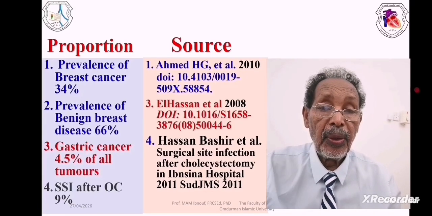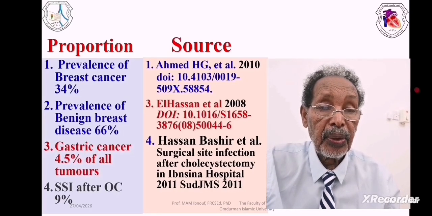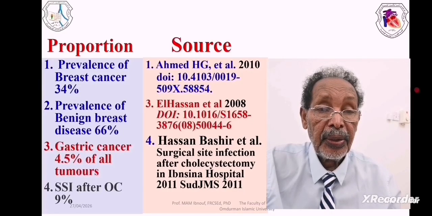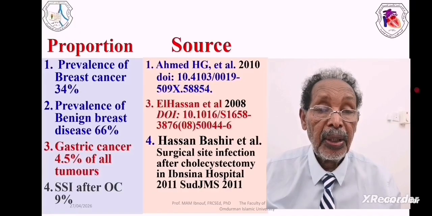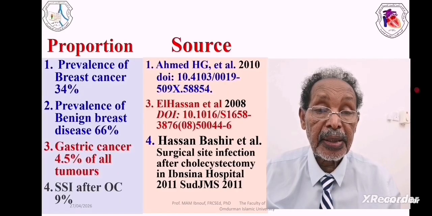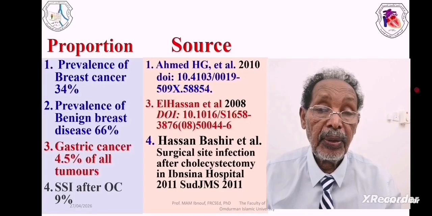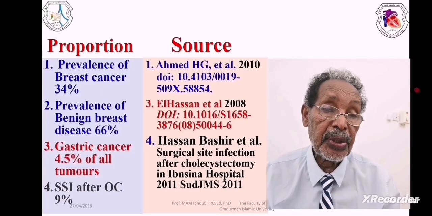The prevalence of breast cancer was reported in a paper by Dr. Ahmed and his colleagues in 2010. And this is a quote for the digital object identifier, if you would like to retrieve the full manuscript. They reported that the prevalence of breast cancer in their specialized breast clinic was 34%, and benign breast diseases was 66%.